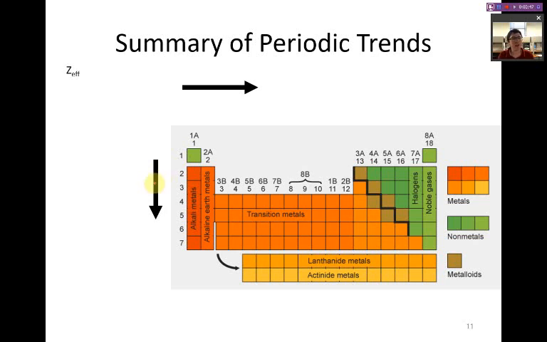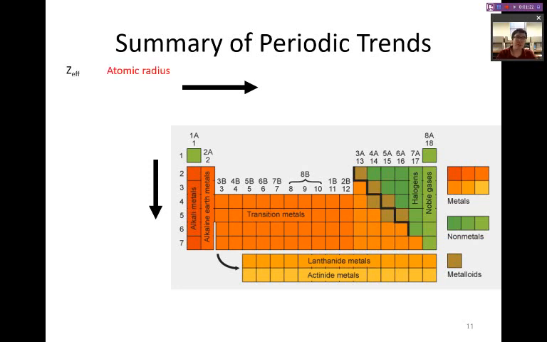There's also a slight increase in the effective nuclear charge as we go down a group from top to bottom. The reason for that is because as we increase the number of shells, the electrons that are being added into those shells are being put into larger, more diffuse shells, and they're not as effective at screening each other as in the smaller, more compact shells. Therefore, the effective nuclear charge increases, but only by a small amount.